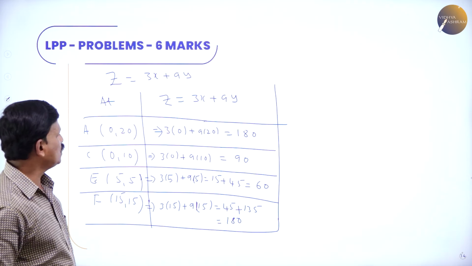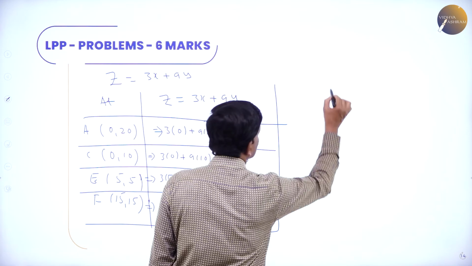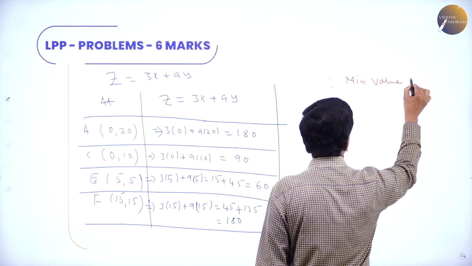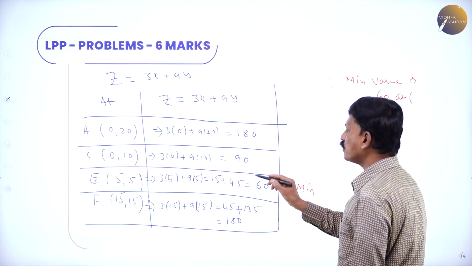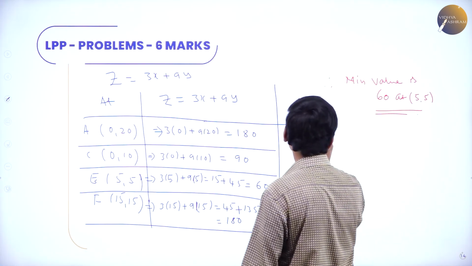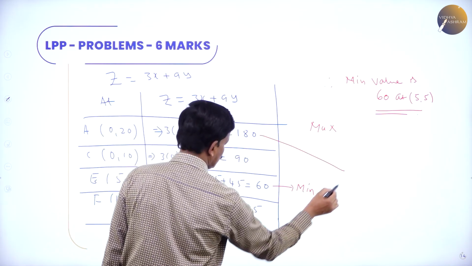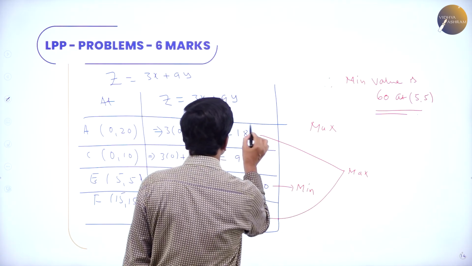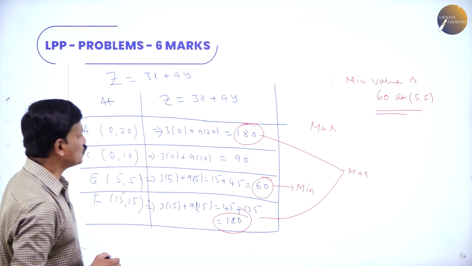Now, which is the minimum value here? The minimum value is 60. So the minimum value is 60 at (5, 5). At (5, 5), it is minimum. What about the maximum? There are two maximum values. This is one maximum value and this is another maximum. This is the minimum value, and there are two maximum values.